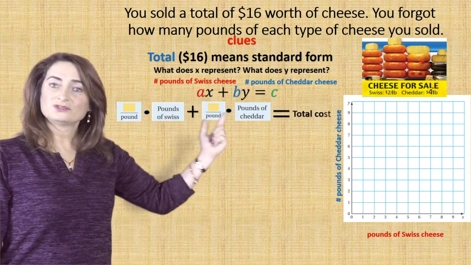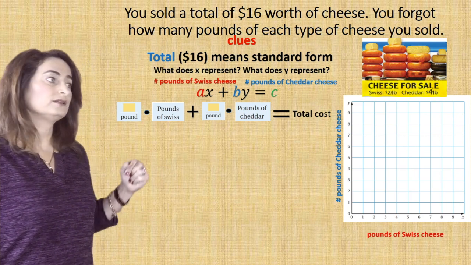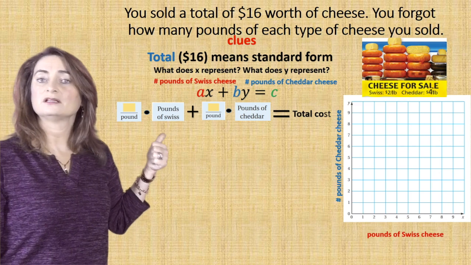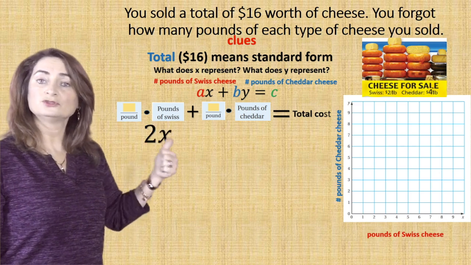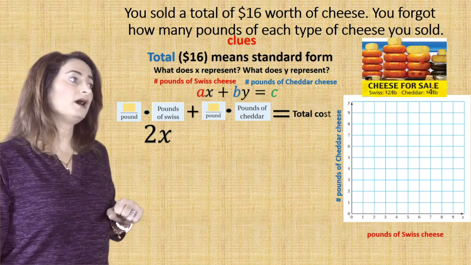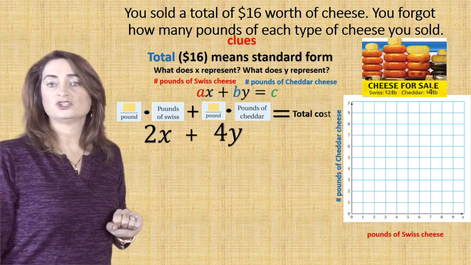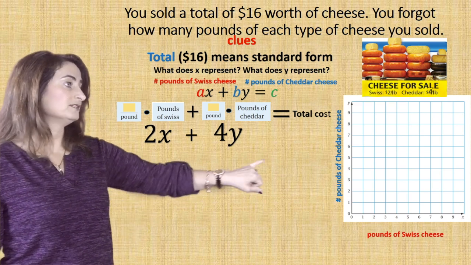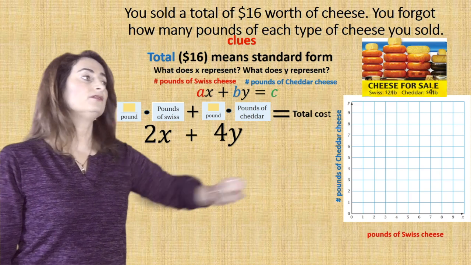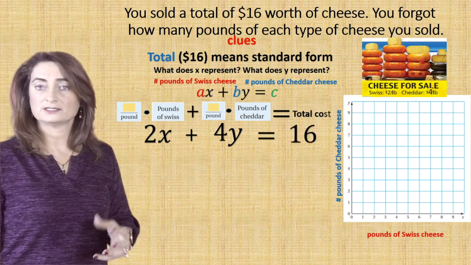Now let's replace those numbers in the equation. The rate of change for the x, that means the price for the Swiss cheese per pound, is 2. So 2 times the number of pounds, which is the x, plus 4, which is the rate of change for y, the cost of buying the cheddar cheese at $4, times the number of pounds you bought, equals the total, which is 16.